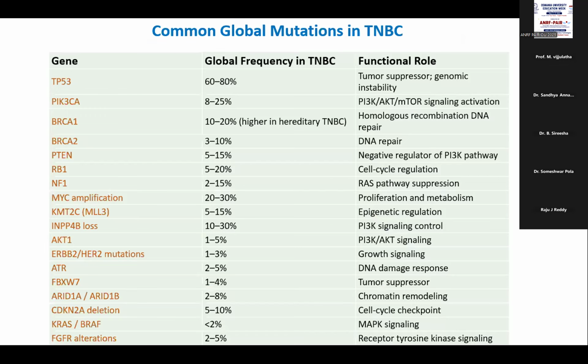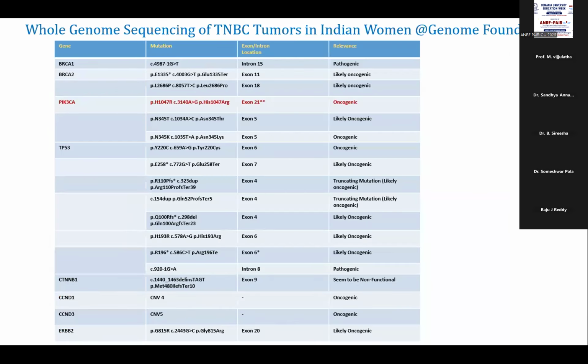So far, we have searched all the publicly available databases on TNBC and other subtypes, and these are the common global mutations that have been identified, mostly TP53 with 60 to 80% frequency, then PIK3CA and other genes. So we have also screened some of these genes individually on a large cohort, where we only found 6% of PIK3CA mutations. This is the data which I'm showing, which has been conducted for the past 2 years in collaboration with the Genome Foundation on 30 TNBC patients.